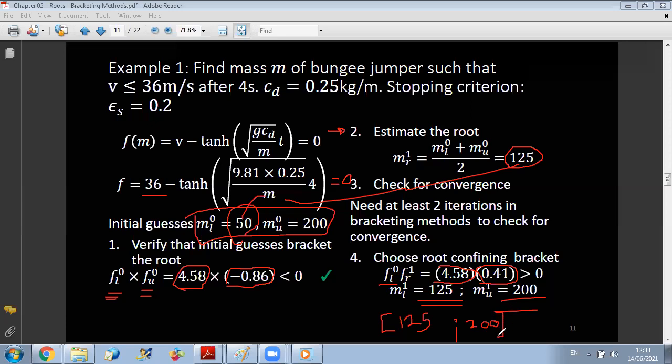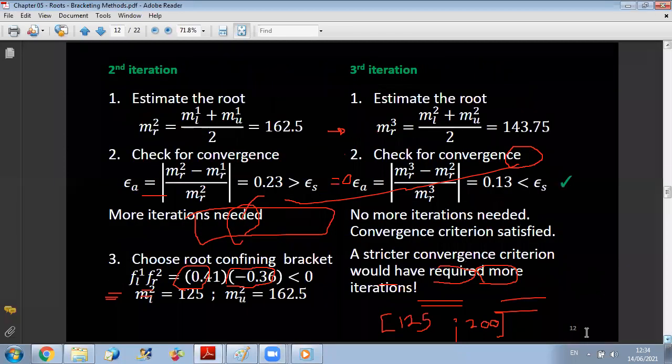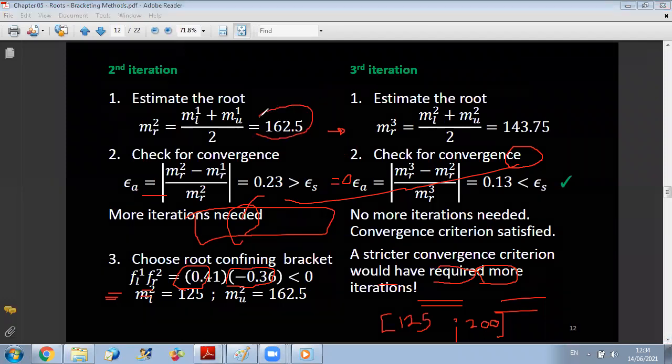Which is 200. Okay. Now I can compute a new estimate for my root, which is (125 + 200) over 2. So my new estimate for the root is 162.5. Now I have two estimates, so I can check for the approximate error. The approximate error is 162.5, which is the new value, what we call the m new, because it's a new estimate, minus the old estimate at iteration 1 over the new estimate. So if I do the comparison, I get 0.23, which is nearly 23%.